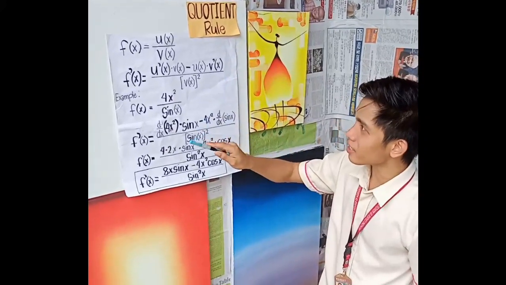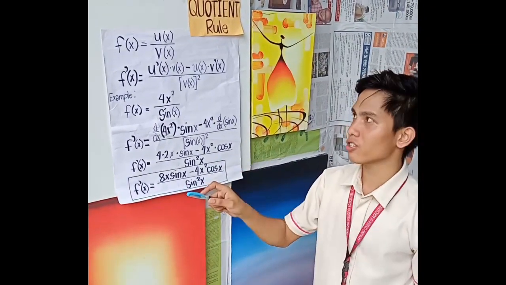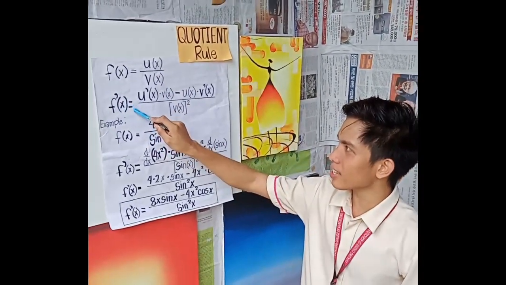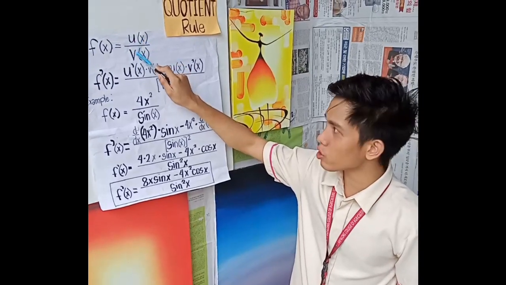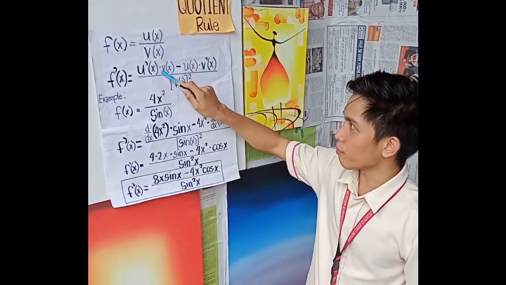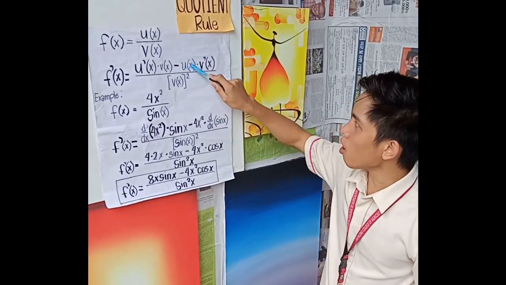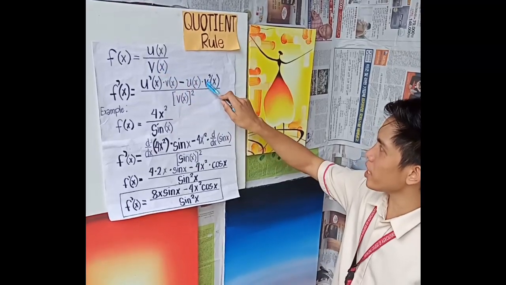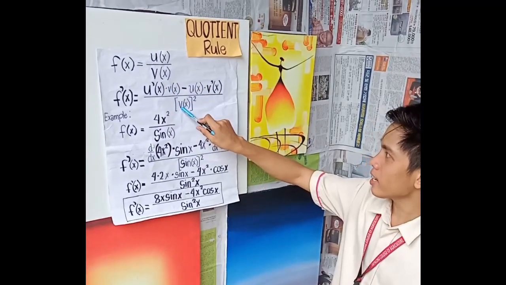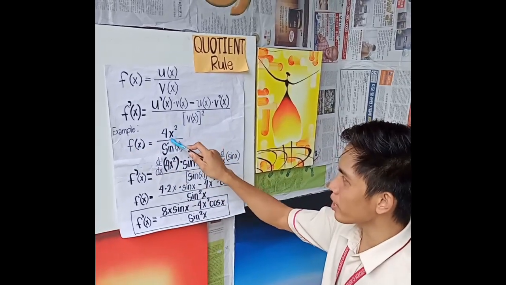The quotient rule tells us that if we have some function f of x that can be expressed as the quotient of two functions, let's say u of x over v of x, then f prime of x is equal to the derivative of the numerator, which is u prime of x, times the denominator, not the derivative of the denominator, v of x, minus the numerator, not the derivative, u of x, times the derivative of the denominator, which is v prime of x, all over the square of the denominator, which is v of x squared.